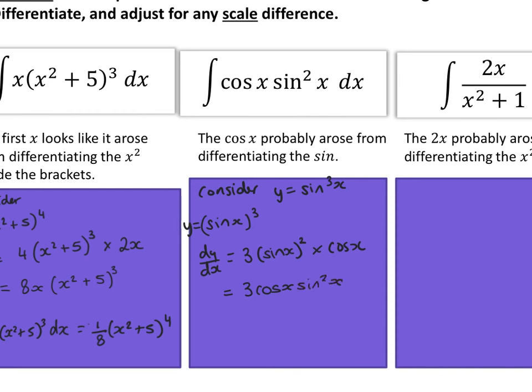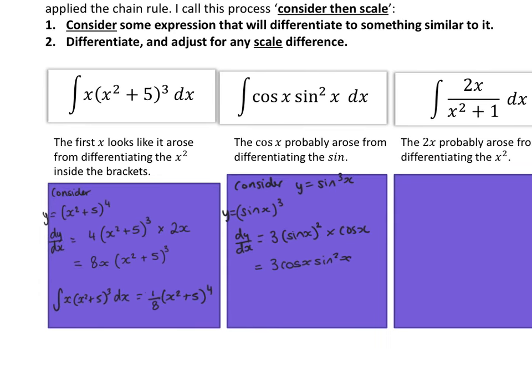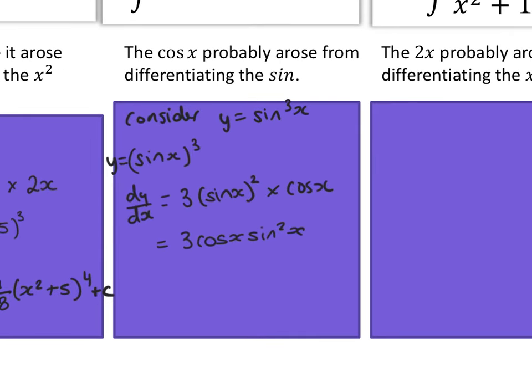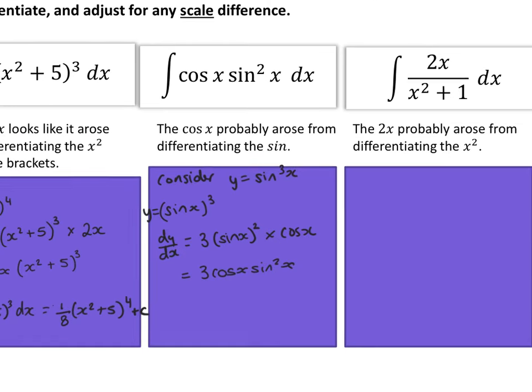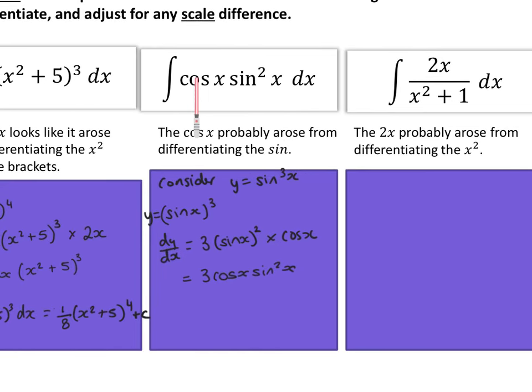Now, there's one thing I completely forgot in the last one. When we integrate it, don't forget your plus c. So now what we have is 3 cos x sine squared x, okay? So this is what we considered. That looks very similar, apart from the fact that I've got 3 lots of it, and I want 1 lot. So what am I going to do with what I considered? Divide it by 3.